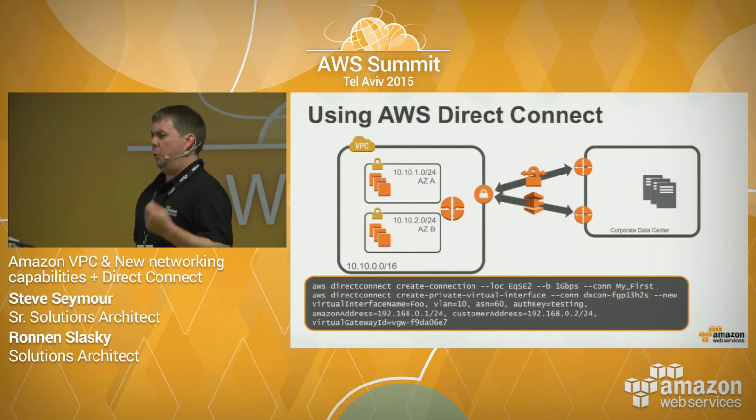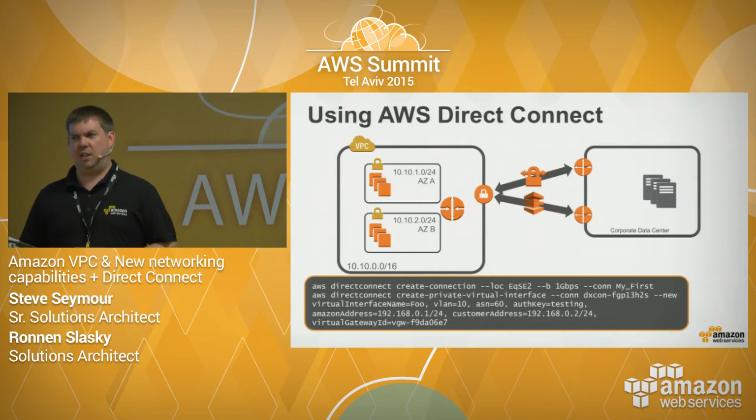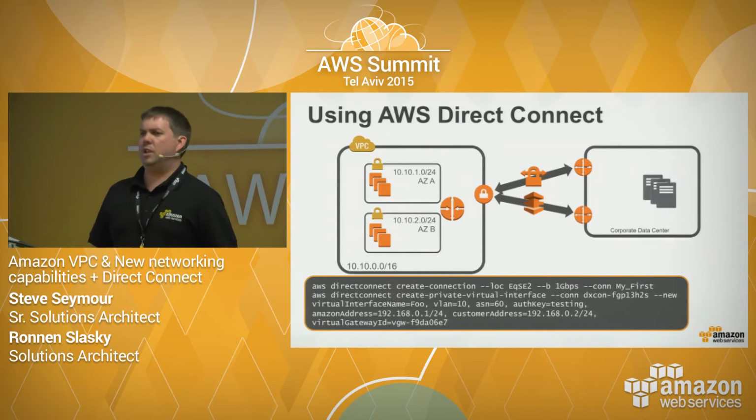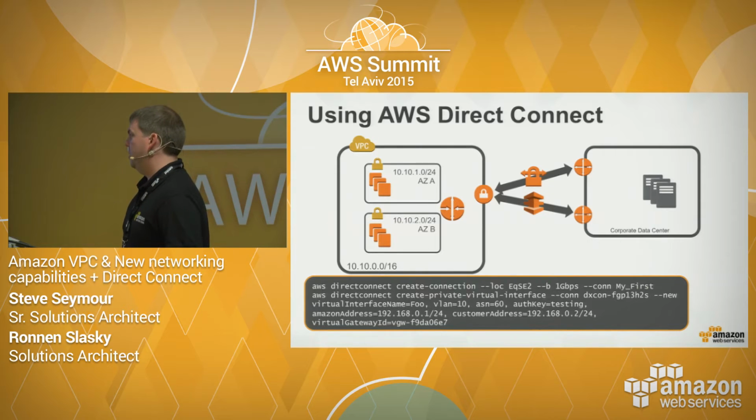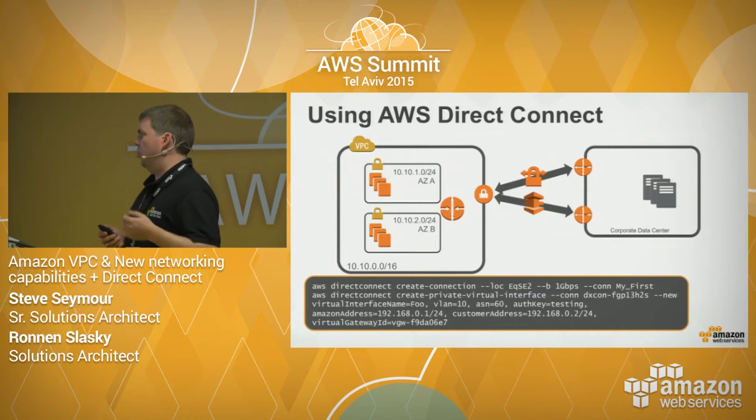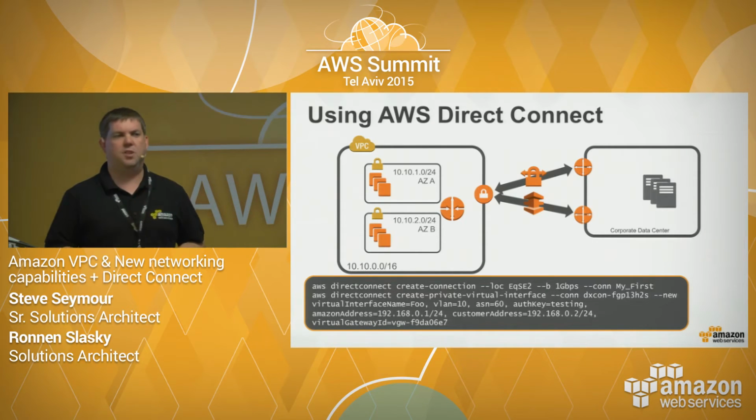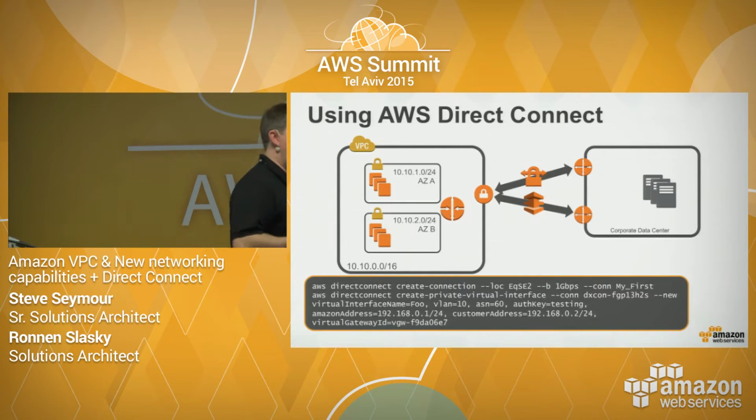Now, we support port speeds of either 1 gig or 10 gig. You can get less than 1 gig via one of our partners if needed. And then finally, we're going to give this connection a name. Once we've created our physical connection, we now need to create what we call a virtual interface on this physical connection. And a virtual interface is a combination of a VLAN and a BGP session. So we only support BGP for routing over Direct Connect. We don't support static routing or any other routing protocols.